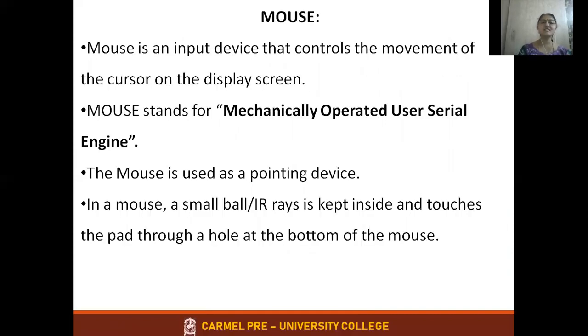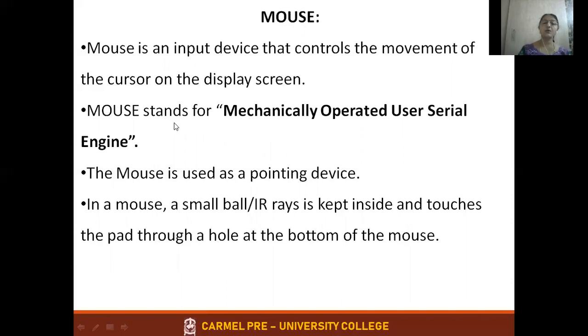Next, the next device is the mouse. Mouse is an input device that controls the movement of the cursor on the screen. Also, you can say mouse is a pointing device. So mouse is also called a pointing device, which controls the movement of the cursor on the display screen. See, now I am moving the mouse, so the arrow mark or the cursor on the display screen also moves like this. Wherever I am pointing, that is why it is called a pointing device. I can point at a particular word or an icon or an image on the screen.